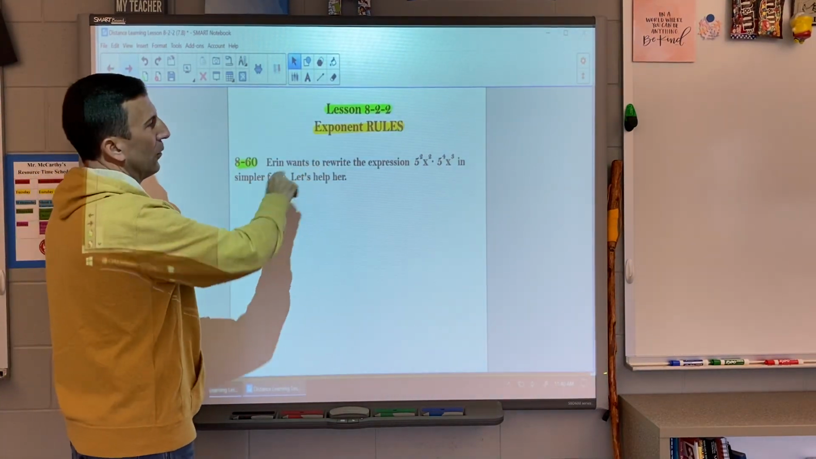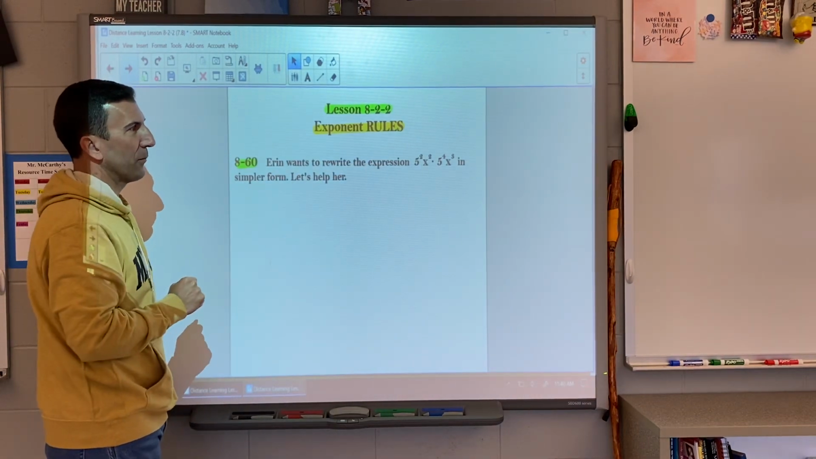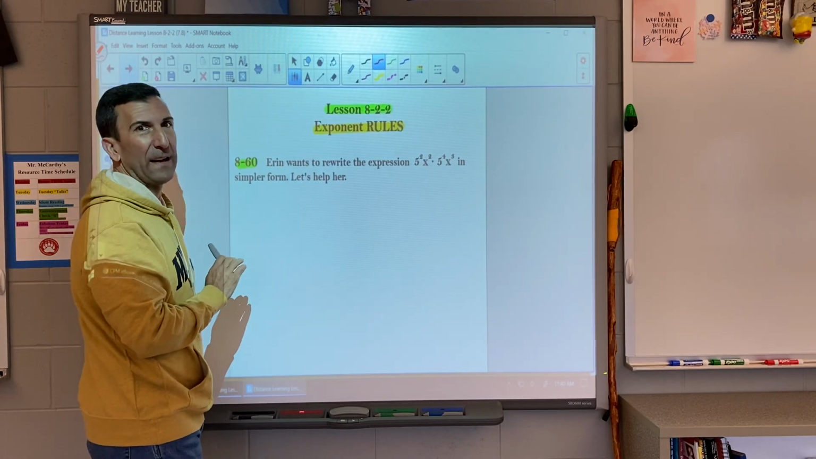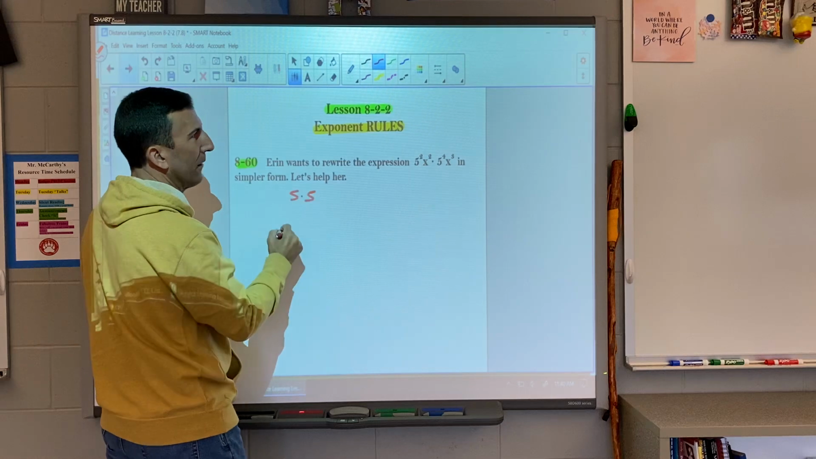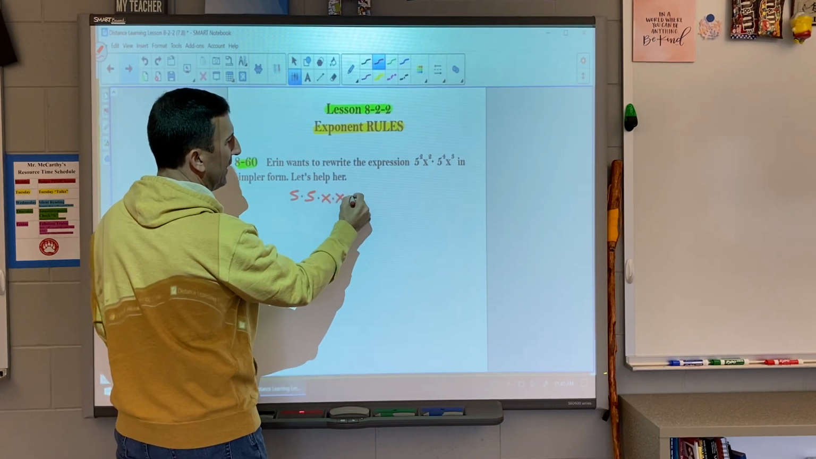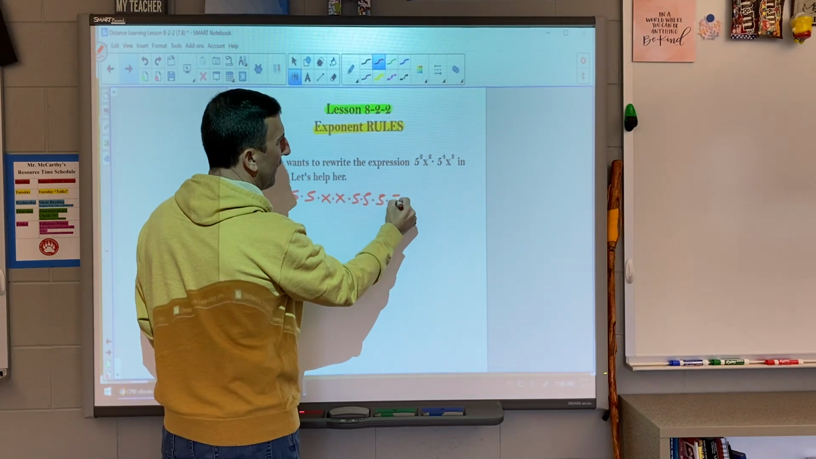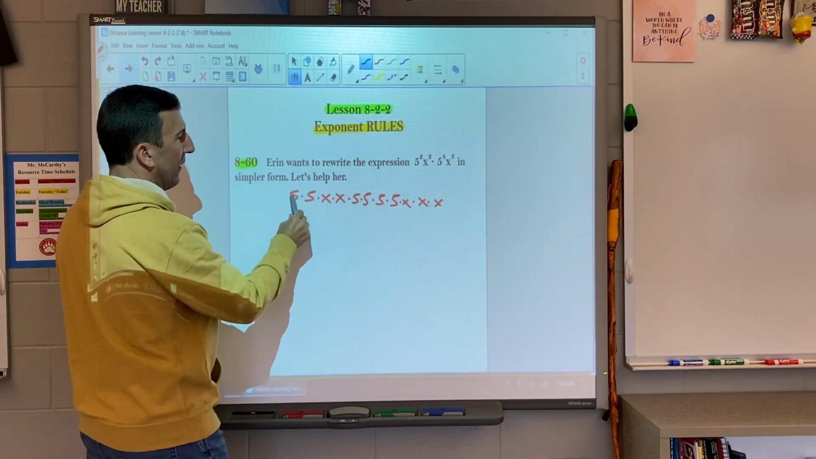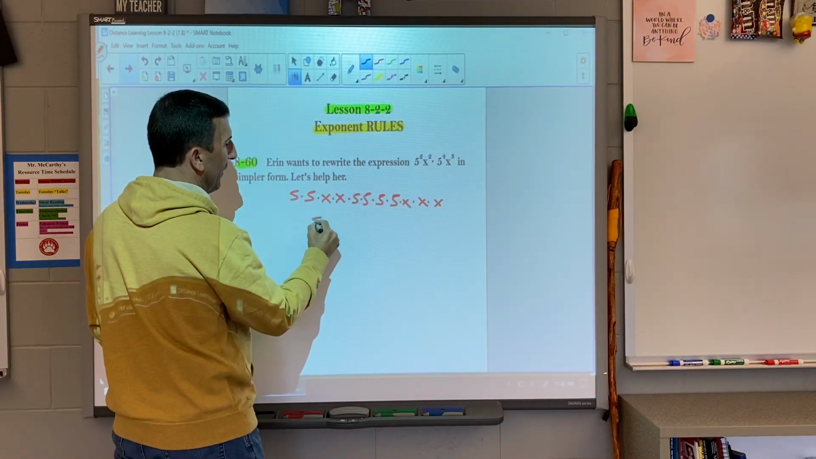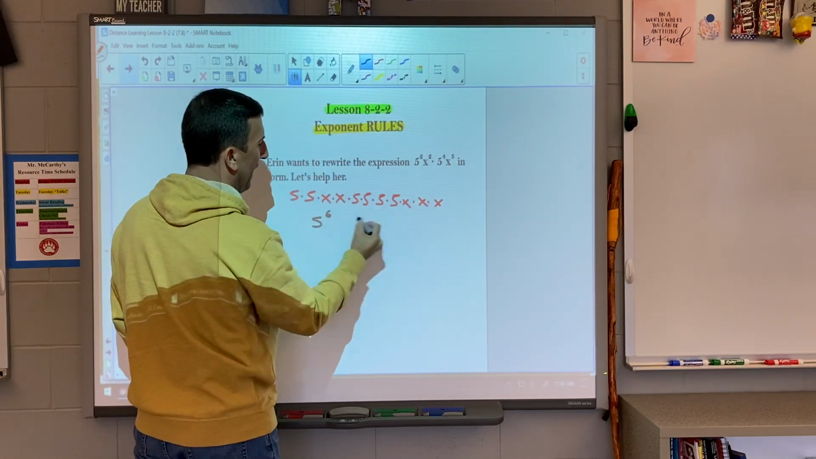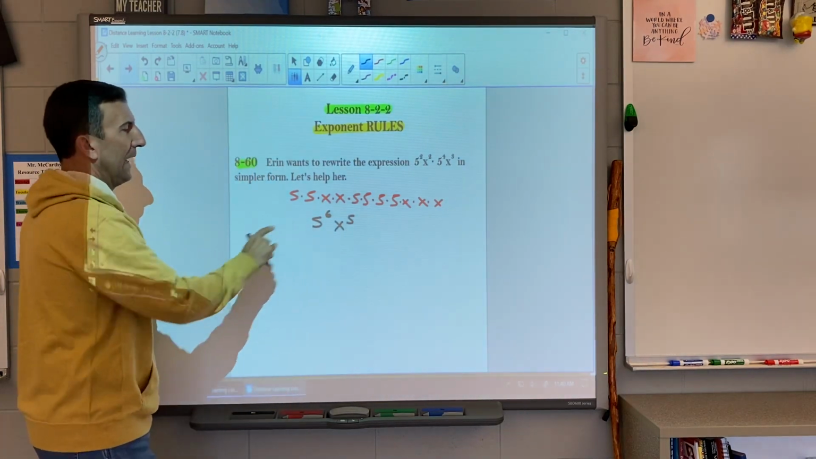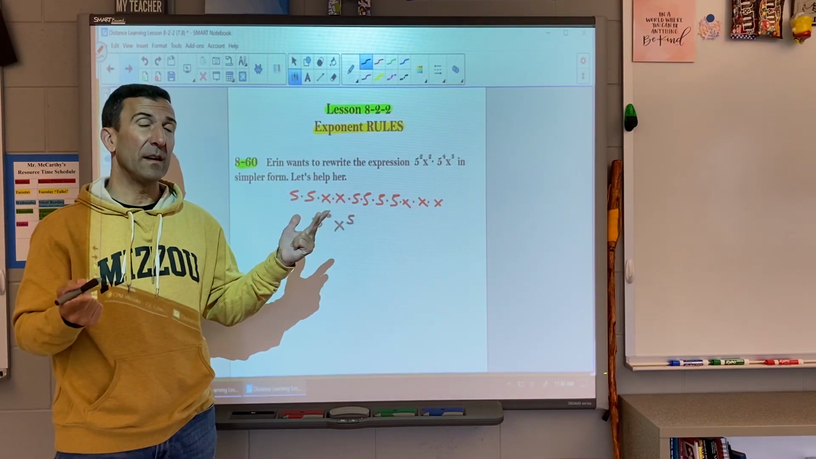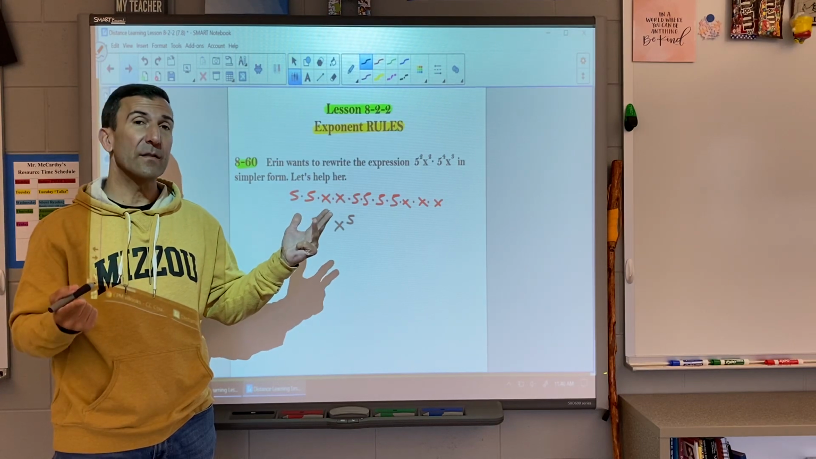Now we had Erin who wants to rewrite that expression in a simpler form, so we're supposed to help her. First job, write it all out. Let's factor this thing out. So we have 5 times 5 times x times x times 5 times 5 times 5 times 5 times x times x times x. We have 1, 2, 3, 4, 5, 6 5s. 1, 2, 3, 4, 5 x's. And then hopefully we can do that one. 5 times 5 is, times 5 is, times 5 is.